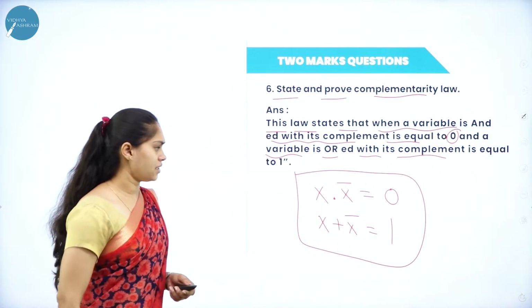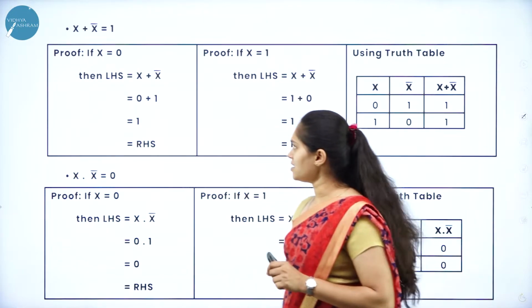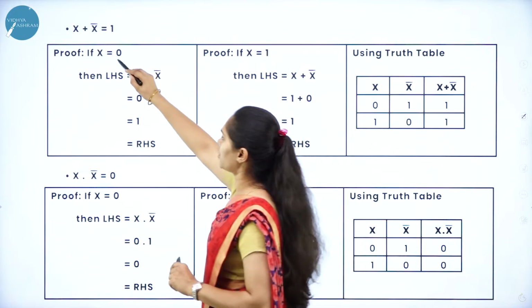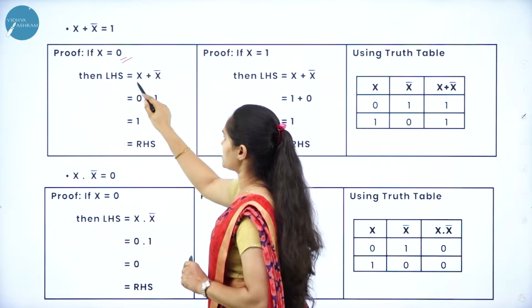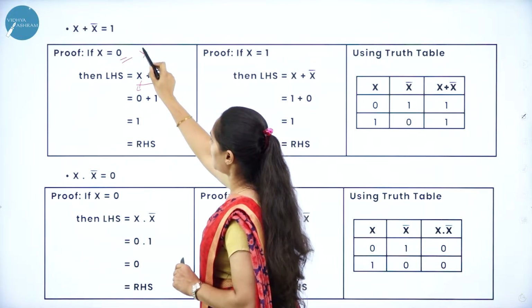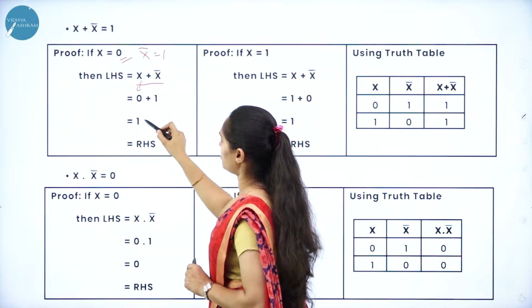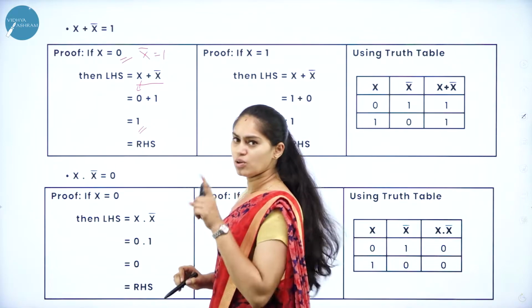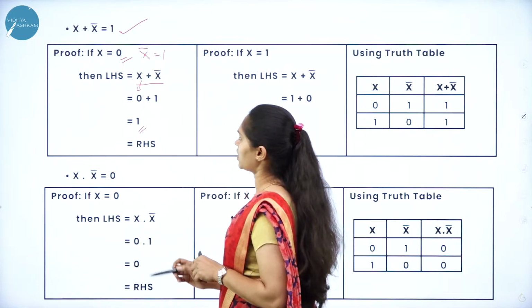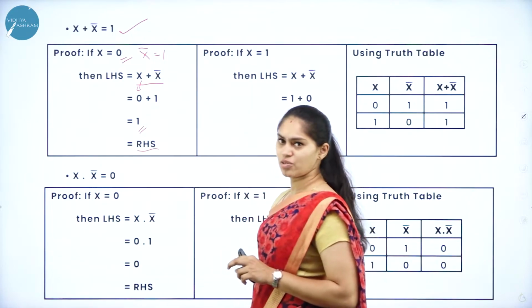So we'll see this. X plus x bar is equal to 1. Consider x value as 0 here. Consider the LHS, x plus x bar. So 0 is the x value. If x is 0, then x bar must be 1. So 0 plus 1, what are we going to get? 1. So that means we have proved this one. X plus x bar is equal to 1. So LHS is equal to RHS.